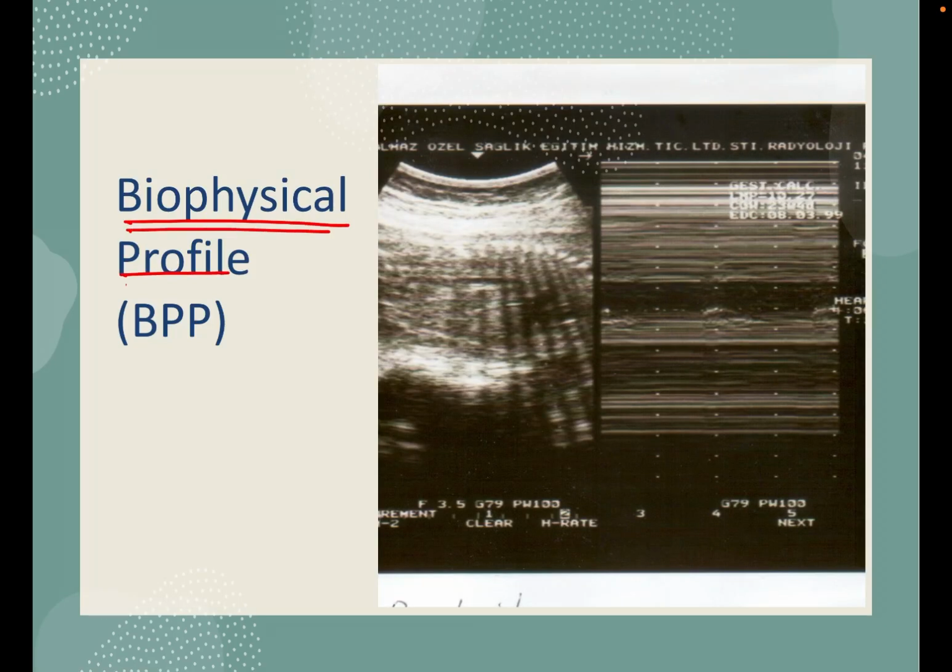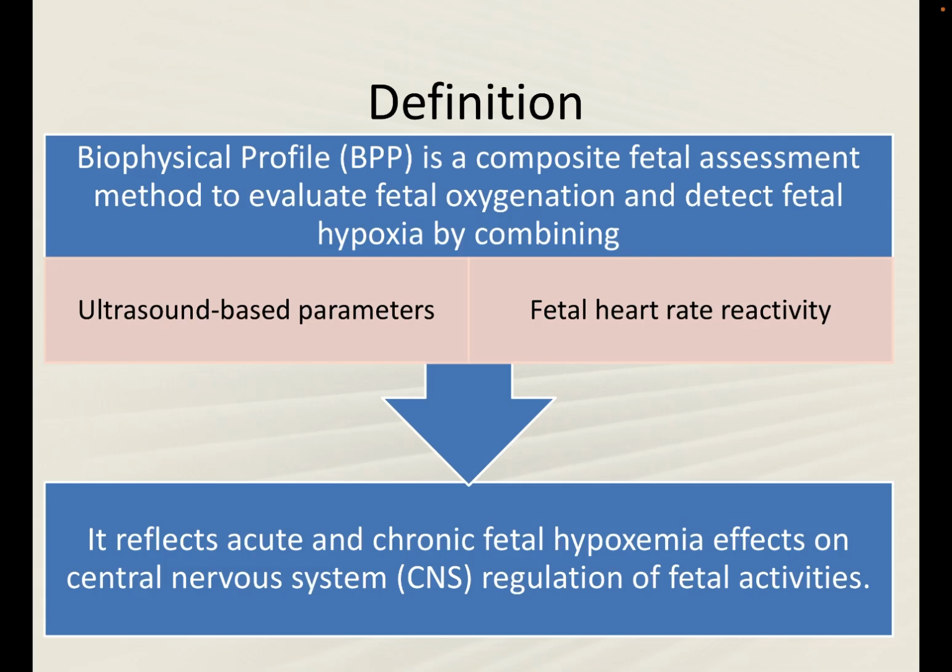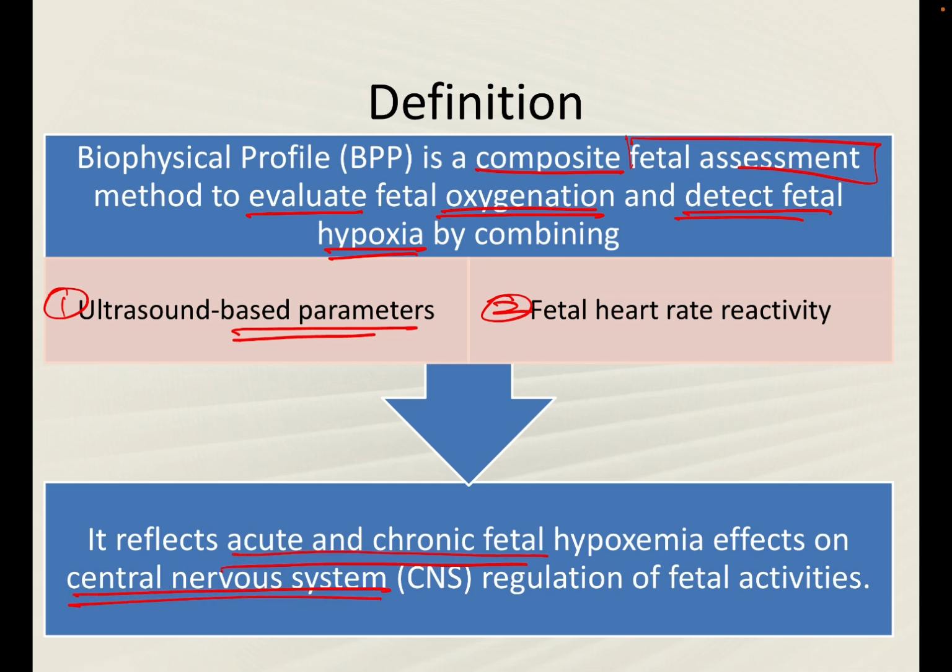Today we will discuss about biophysical profile (BPP). So what is a BPP? Biophysical profile is a composite fetal assessment method to evaluate fetal oxygenation and detect fetal hypoxia by combining ultrasound-based parameters and fetal heart rate reactivity. It reflects acute and chronic fetal hypoxemia, effects on central nervous system, and regulation of fetal activities.